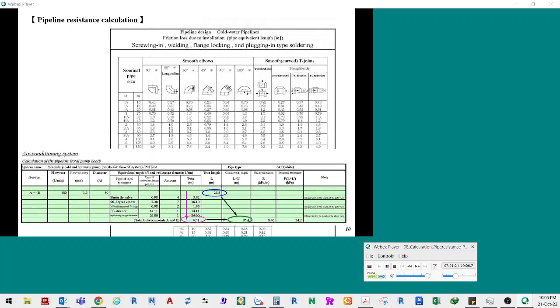Add up all true pipe lengths and equivalent lengths of local resistance elements to determine the converted pipeline length. Determine the specific pressure loss, unit resistance, based on the size and the flow rate of the pipeline, and multiply the loss by the converted pipeline length to calculate the section resistance.